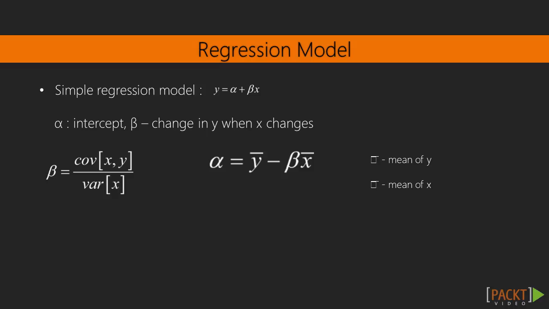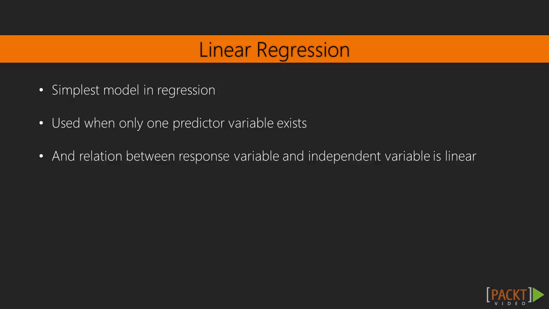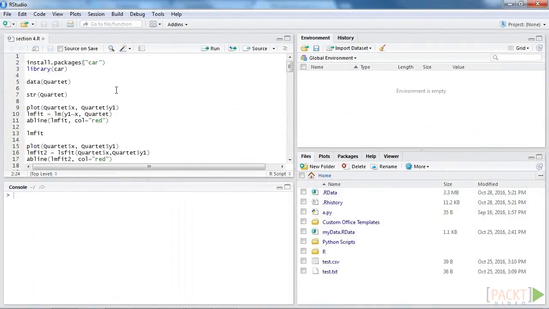By using the least squares method, we can calculate beta as follows, where y bar indicates the mean value of y and x bar denotes the mean value of x. The simplest model in regression is linear regression, which is best used when there is only one predictor variable and the relationship between the response variable and the independent variable is linear. In R, we can fit a linear model to data with the LM function. We need to prepare data with one predictor and one response variable, and with a linear relationship between the two variables.